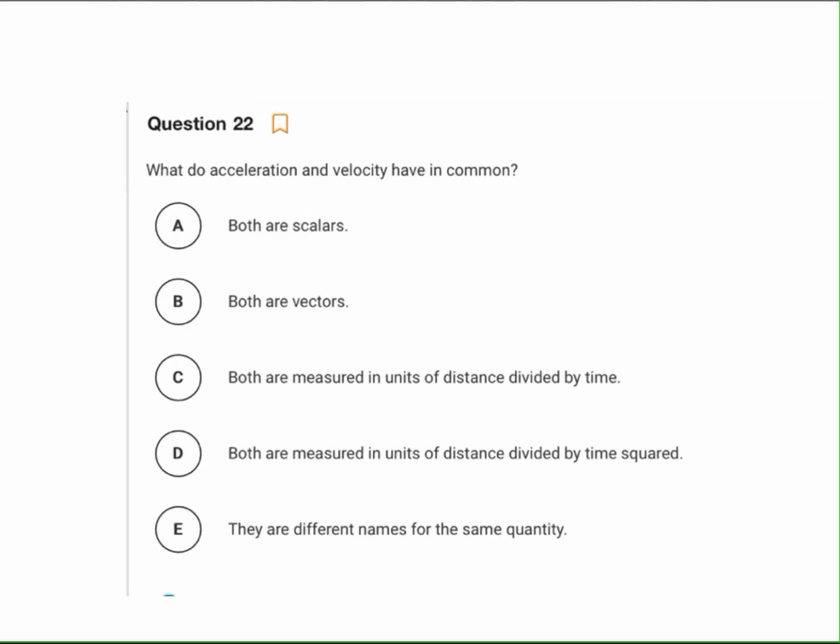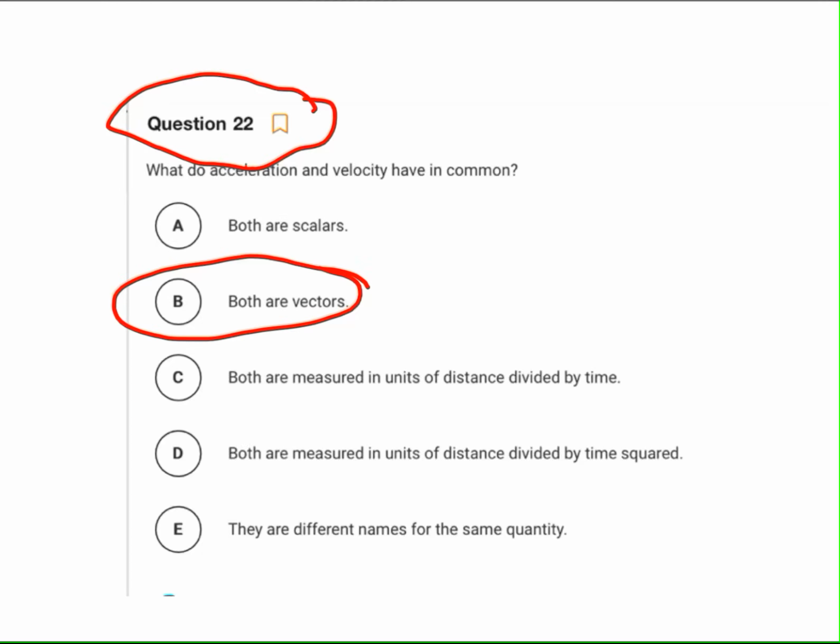Okay, last question. This is one of those questions that is so easy it's hard. What do acceleration and velocity have in common? Well, they both have direction associated with them. So they're both vectors.